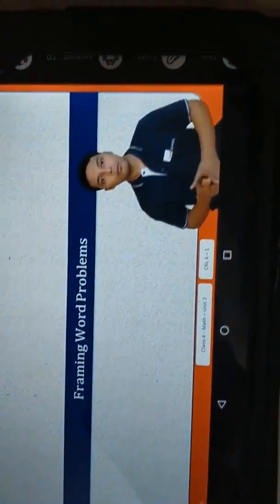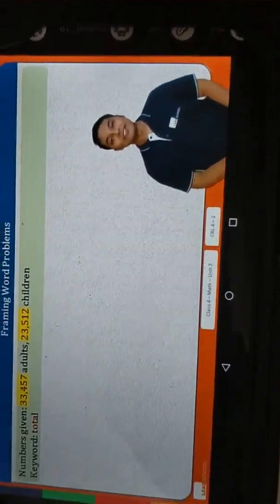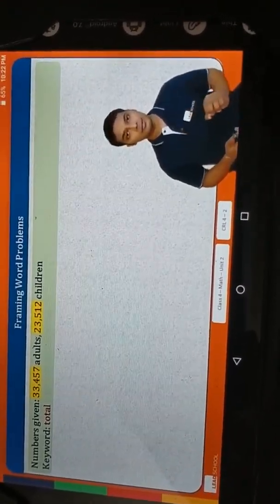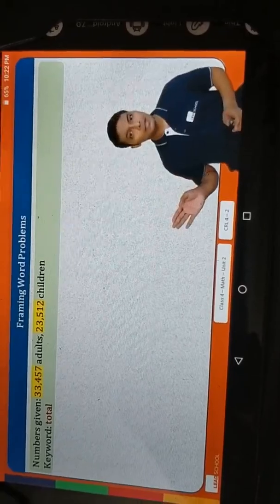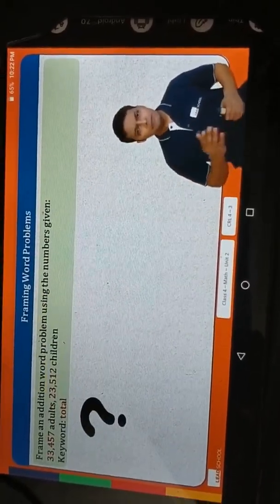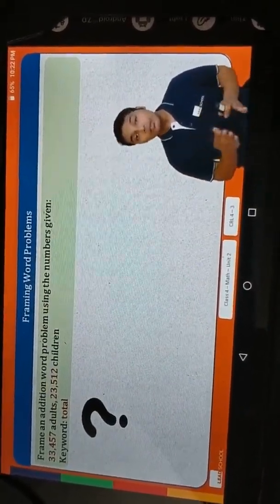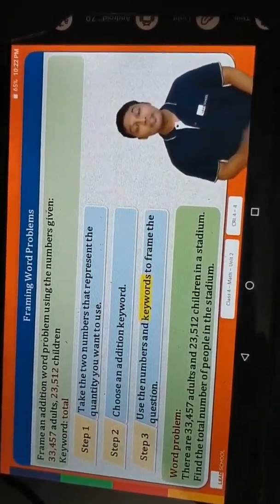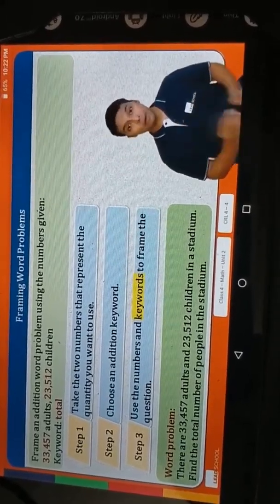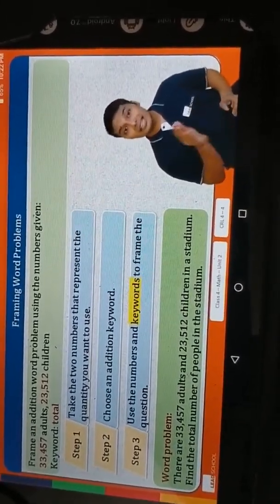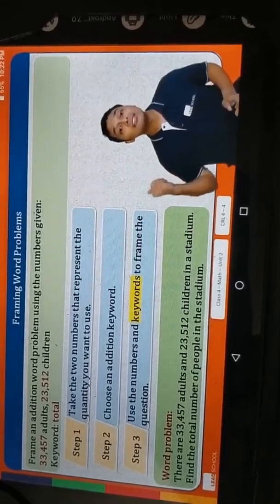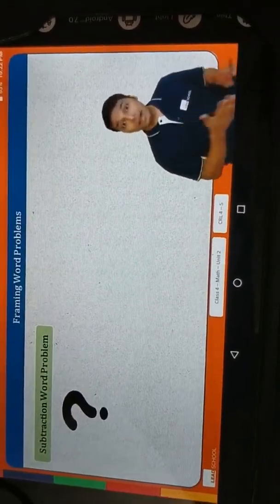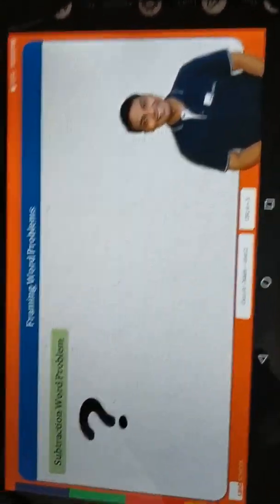Framing word problems. Hello students. Let's learn more about framing word problems. We have 2 numbers and a keyword here. Can we form a word problem using the numbers and the keyword given? Yes, we can form an addition word problem using these numbers and the keyword by following these 3 steps. Likewise, can we form a subtraction word problem? Let us find out.